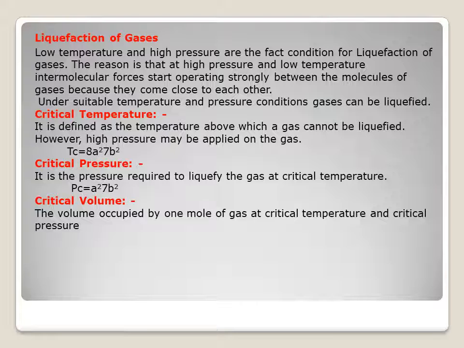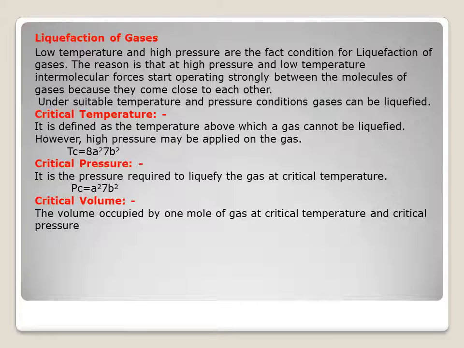Number 1, what is critical temperature? In fact, these three definitions, critical temperature, critical pressure, critical volume, are very important definitions. It is defined as the temperature above which a gas cannot be liquefied, however high pressure may be applied on the gas. Its formula is quite visible on screen. Tc means temperature, critical. So, Tc is critical temperature. Tc is equal to 8a over 27Rb, and a and b you know very well. These are the parameters used in the Van der Waals equation.